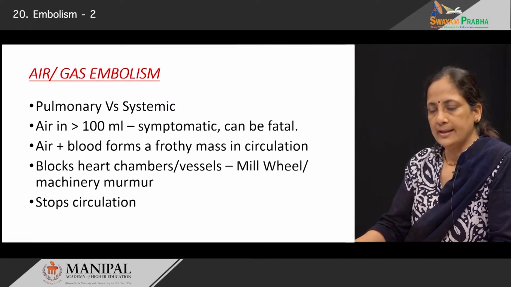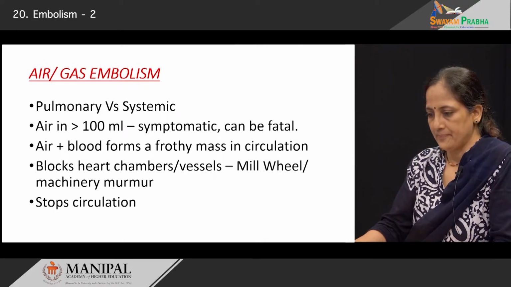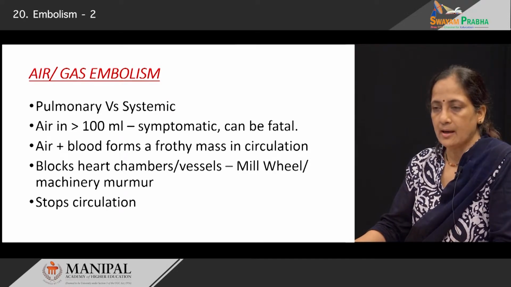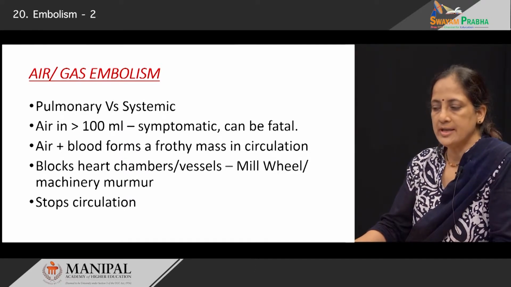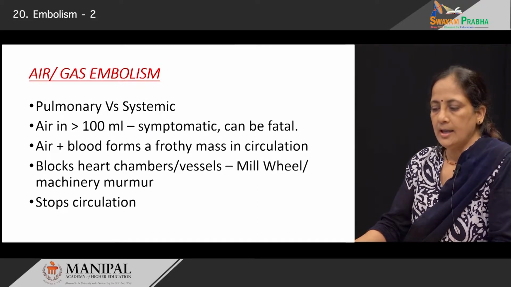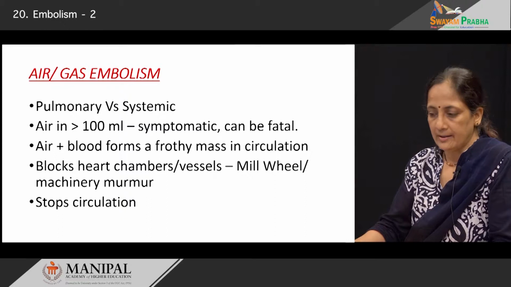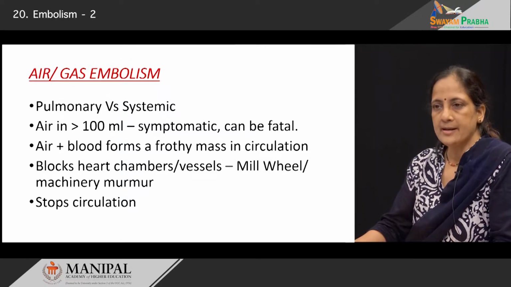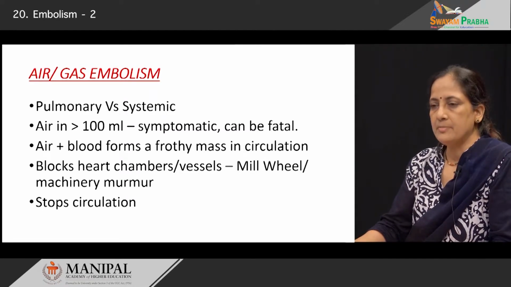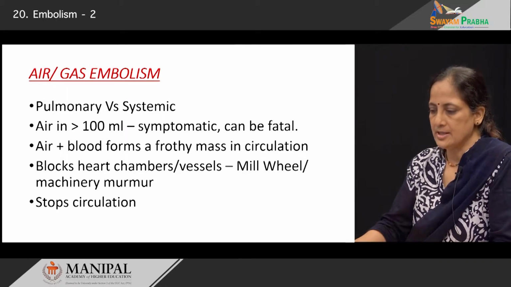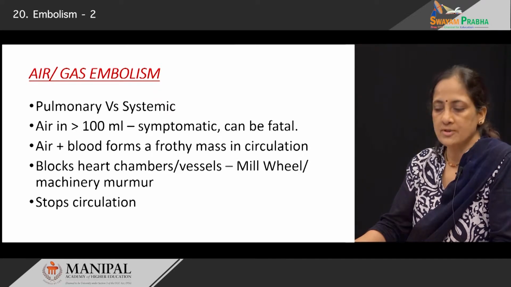As with the thromboemboli, air or gas emboli can be pulmonary or systemic. When it is pulmonary emboli, small quantities are usually asymptomatic. However, if a volume of more than 100 ml of air is introduced into the venous side of the circulation, it can be symptomatic and even fatal. This air is carried to the right side of the heart, where during the contraction of the heart, it becomes a frothy mass which does not move much with the circulation and causes blockage of the outflow of the right side of the heart.